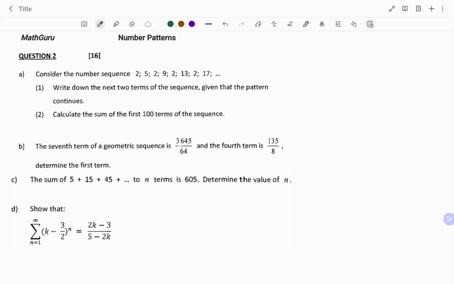In this video, I'm going to show you how to solve the following revision questions on number patterns.